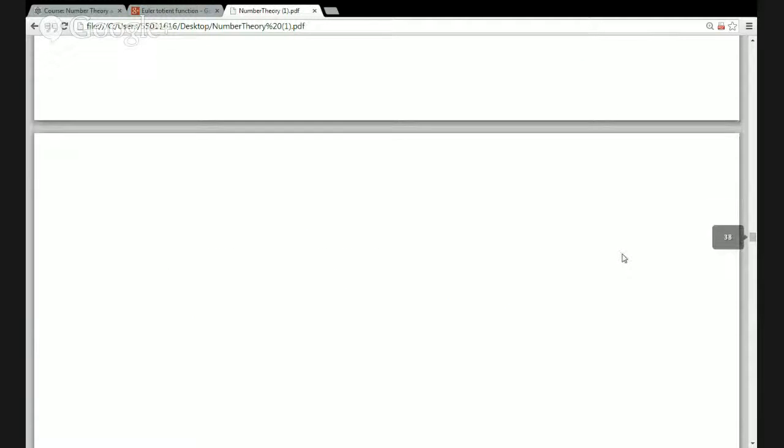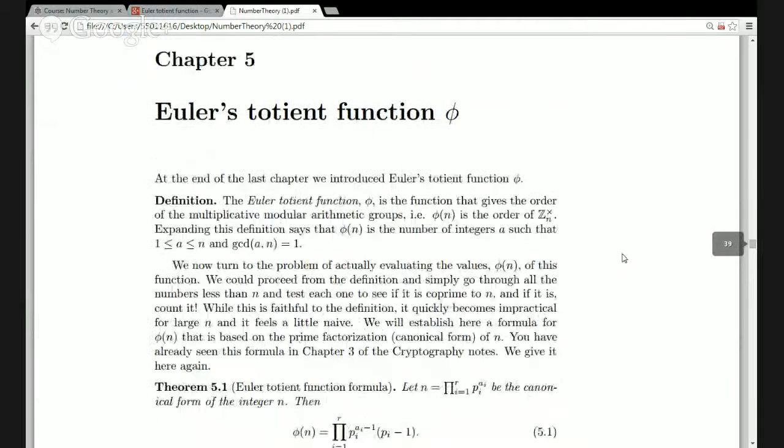So this is something that we would like to understand. So this is what we're turning to now in chapter 5. So we just begin by repeating the definition.